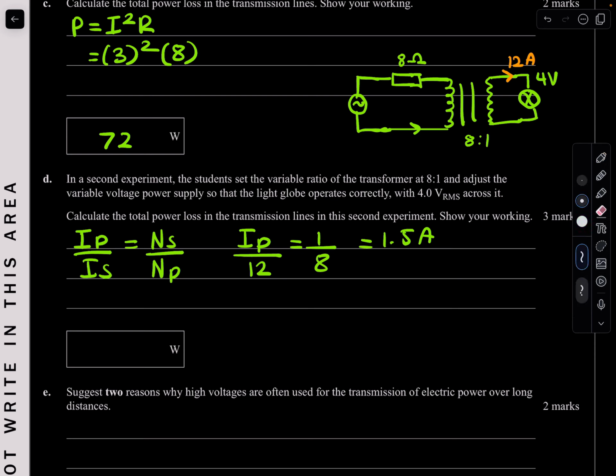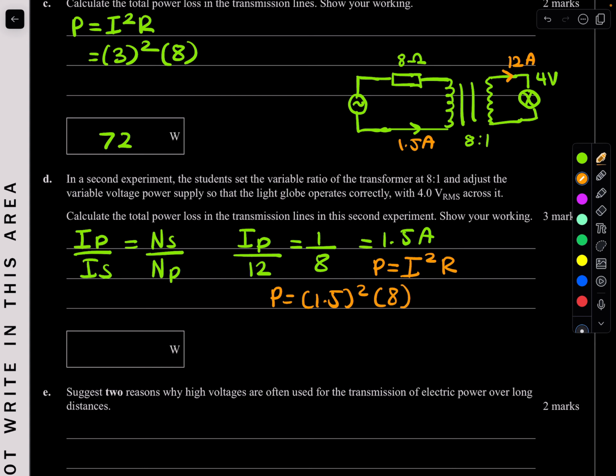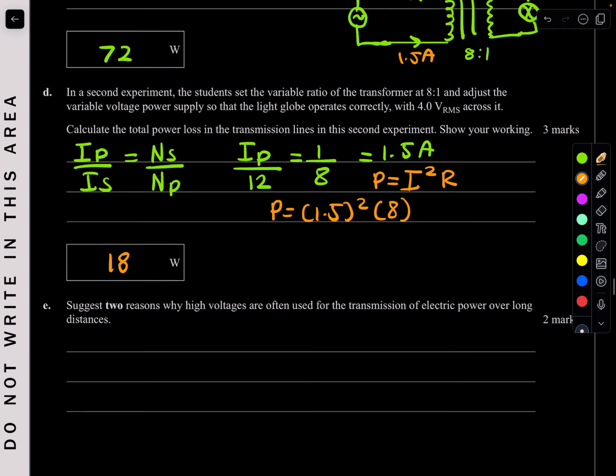Actually, sorry, take this one out. Why do I still have that? Now it will run 1.5 amps. So again, remember your power loss formula, power loss equals I squared R. Your power loss is your current 1.5 squared, and your resistance still 8, times 8. We get 18 watts of energy that will be lost.